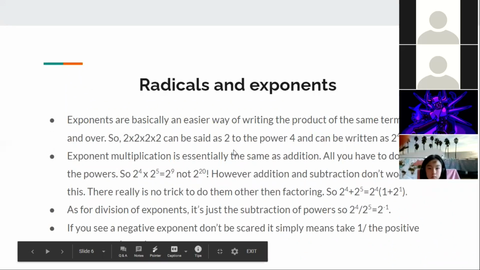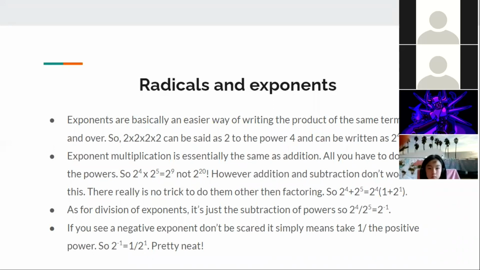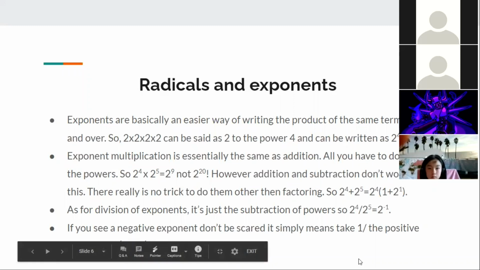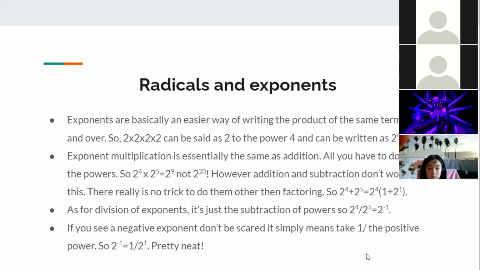Exponents are basically an easier way of writing the product of the same term over and over. So 2 times 2 times 2 times 2 can be said as 2 to the power 4, and it can also be written as 2^4 like that. And then exponent multiplication is essentially the same as addition. All you have to do is add the powers. So 2^4 times 2^5 is equal to 2^9, not 2^20. So you have to do 4 plus 5, not 4 times 5.